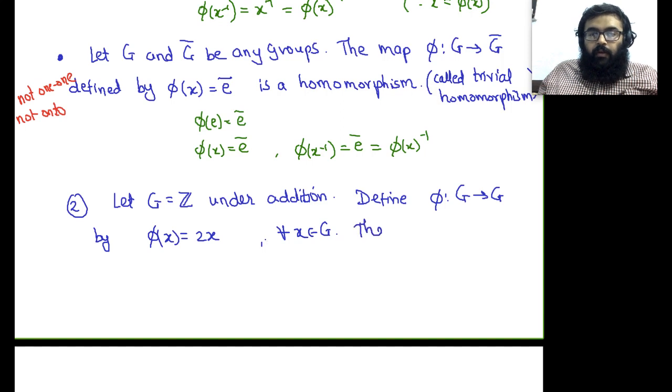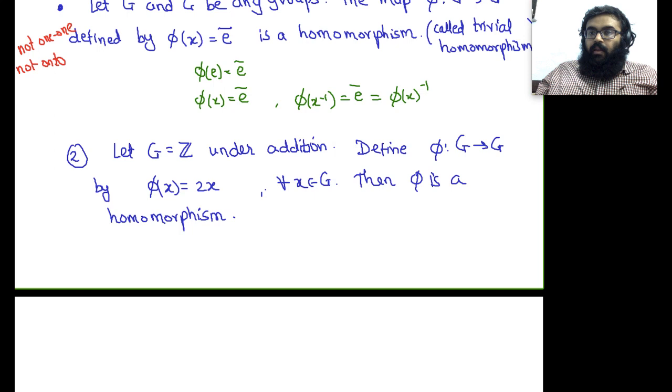Then verify that phi is a homomorphism. Right, this is a homomorphism. And is it 1-1? It is 1-1, but it is not onto, because only even integers are in the range. So it is 1-1, but not onto.